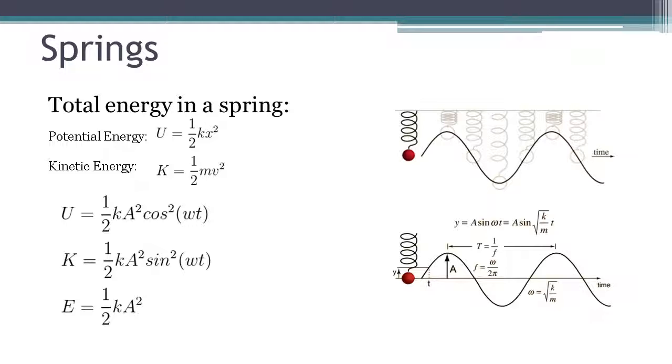When added together, the total energy in the system is equal to 1/2 k A squared sine squared omega t plus 1/2 k A squared cosine squared omega t. We can pull out the 1/2 k A squared, and we get E equals 1/2 k A squared times sine squared omega t plus the cosine squared of omega t. However, if we look back to our trig identities, sine squared omega t plus cosine squared omega t is equal to 1. So our total energy in a spring reduces very nicely to 1/2 k A squared.